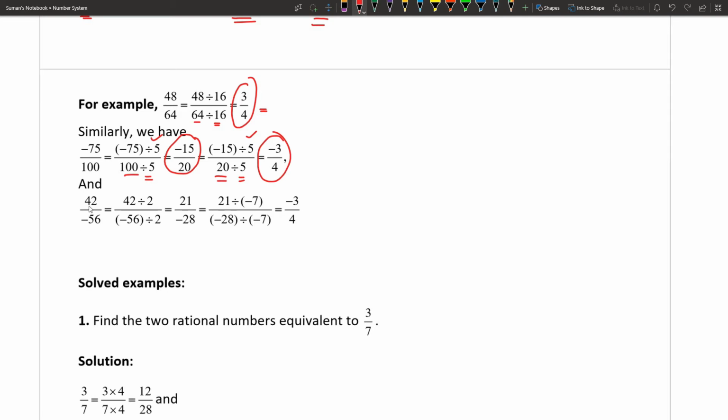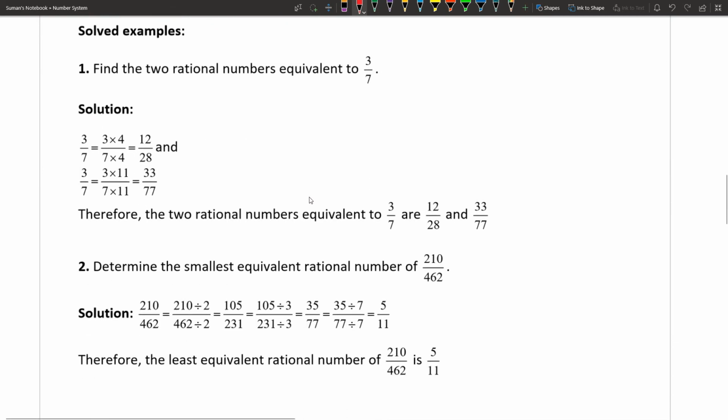And suppose another one, 42 upon minus 56. Then we divide the numerator 42 by the value 2 and the denominator minus 56 also by 2. Then we get the rational number 21 upon minus 28. Now once again we divide the numerator 21 by minus 7, and the denominator minus 28 by the same value, minus 7. So we get the rational number minus 3 by 4, and that is obviously a negative rational number.